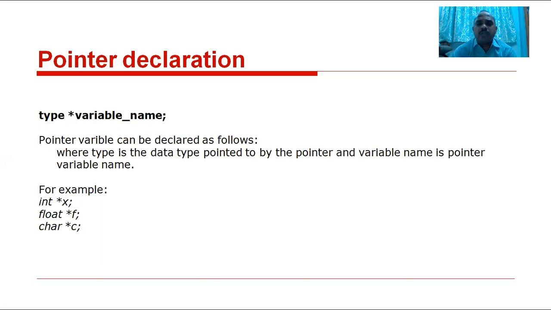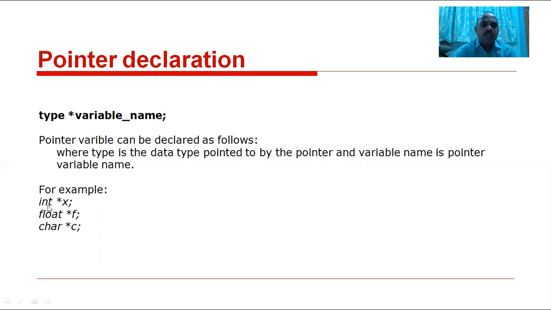A pointer variable can be declared as follows: type asterisk variable name, where type is the data type pointed to by the pointer, and the variable name is the pointer variable name. Clear?